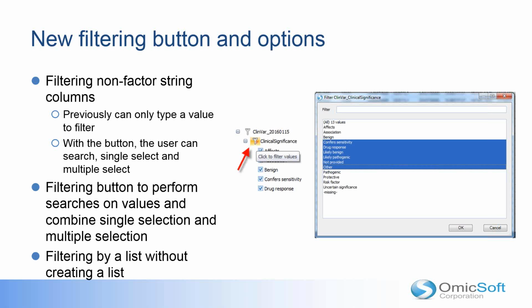And also, if you right-click on that variable, it will give you an option to provide a list without creating a list. What this means is that previously, if you wanted to filter your table by a list, you had to create a list in Solution Explorer first. But now, if you really just want to filter without even bothering creating a list, you can do that. And this actually is especially useful for large tables.